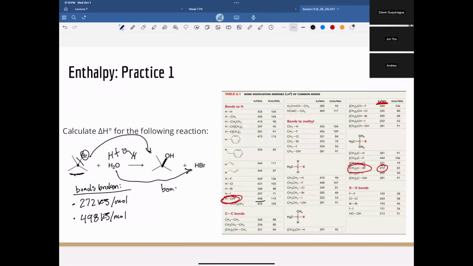are formed now. And we see that there's a new bond between this carbon here and this OH group. And we can see that on, where is it? Okay, yeah, it's right here. And we see that the energy is 381 kilojoules per mole. And then another bond is formed between hydrogen and bromine. So we see that right here, 368 kilojoules per mole.